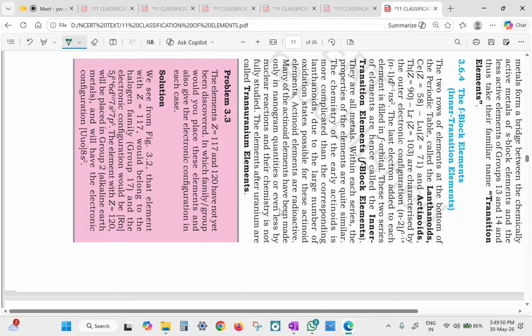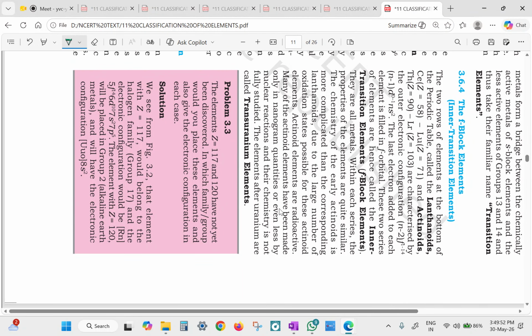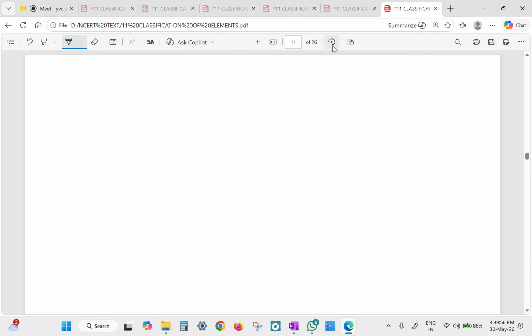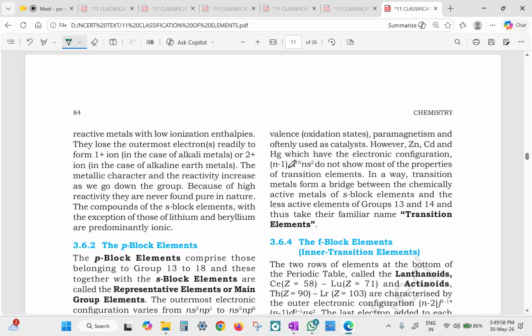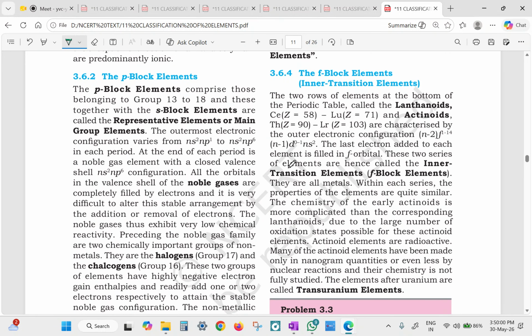F block மட்டும் general electronic configuration பார்த்துட்டு we'll wind up with the class. What is the electronic configuration? F block: n-2 F1 to 14, n-1 D0 to 1 and ns2. Understood?